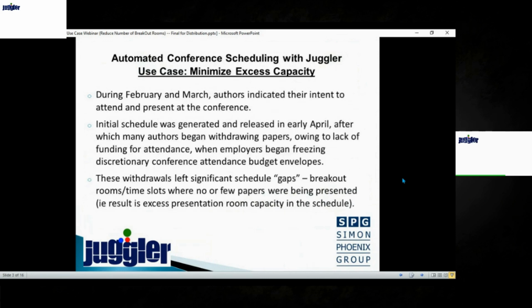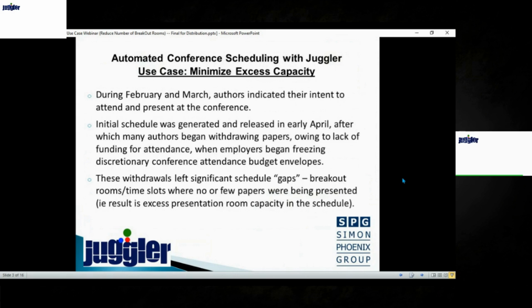So typically the way, or at least in this example, during late February, when the acceptance decisions are released, and then into March, once authors know whether their paper has been accepted, they will indicate their intent to attend and present at the conference.